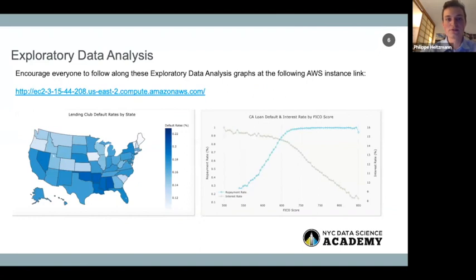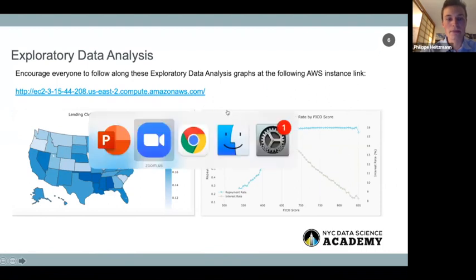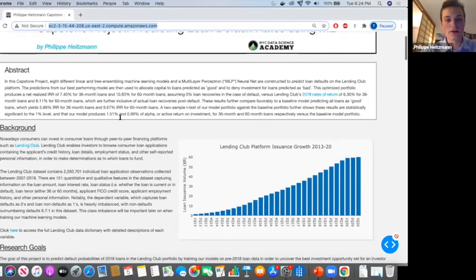So going into the standard data science process, the first stop always with any data science project that you'll undertake is just doing exploratory data analysis. I encourage everyone to hop on the link that I shared in the chat to check this out. But I'll pull it up here.